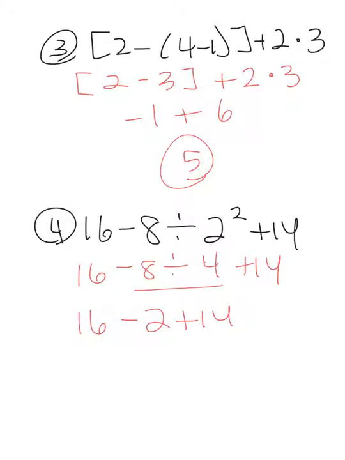Now on this line I only have addition and subtraction left, so I'm going to go left to right. 16 minus 2 gives me 14. I'm going to add 14 there. My final value is 28.